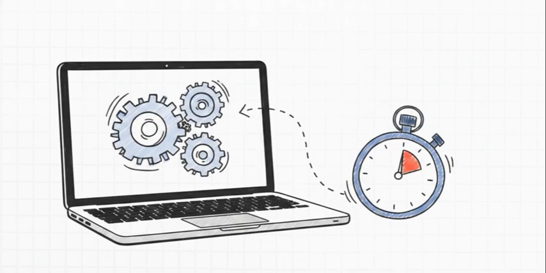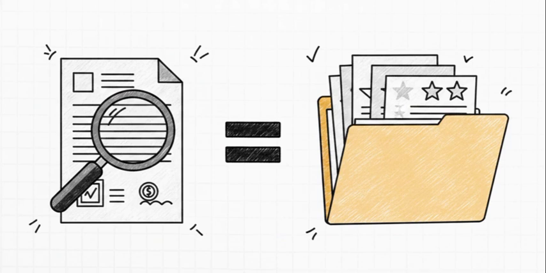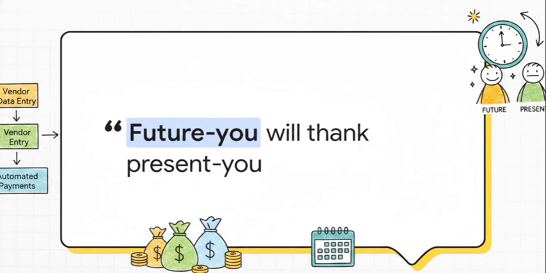Section 4, let's move to the setup and see how this builds out practically. Just hit purchases, click new vendor, and punch in their basic contact and company info. So the crucial point is getting exact GST details, because accurate details mean accurate taxes. Seriously, knocking out this tax data right now means future you will definitely thank present you.